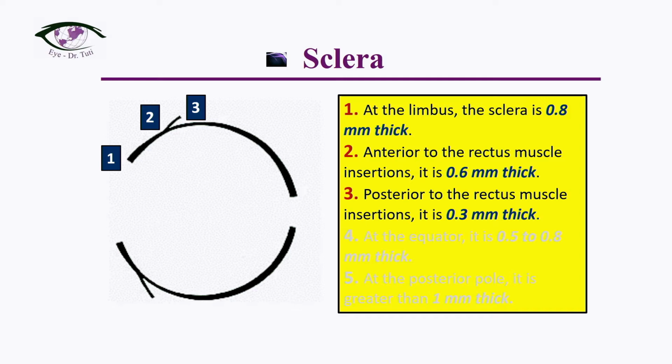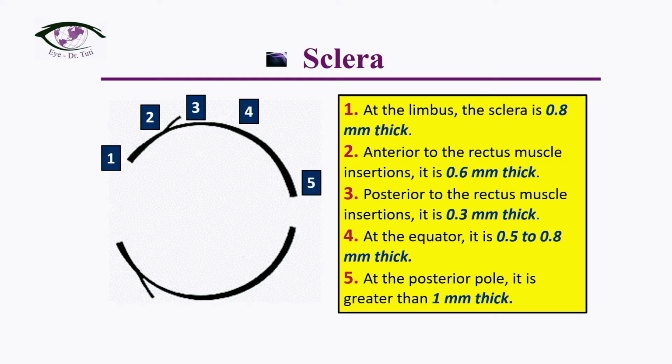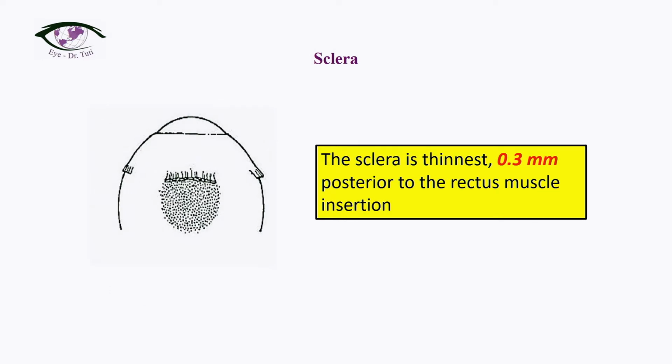I still remember when I was doing my first resection of the muscle during my fellowship course, I remember the voice of my supervisor telling me, be careful, it's a resection. Be careful, it's the thinnest part of the sclera. At the equator, it's between 0.5 to 0.8 millimeter thick, and the thickest part of the sclera is at the posterior pole, where it can be 1 millimeter thick or even greater. And again, the sclera is thinnest, 0.3 millimeter, posterior to the rectus muscle insertion.